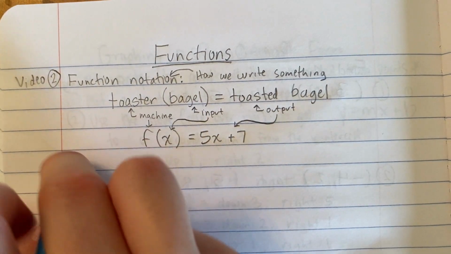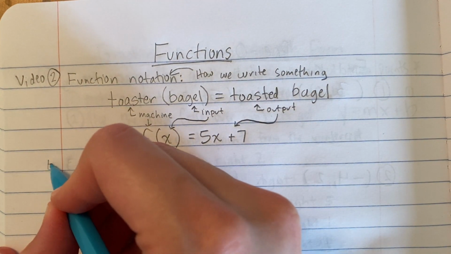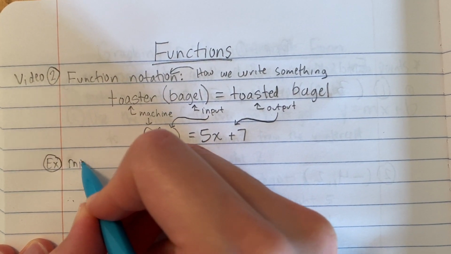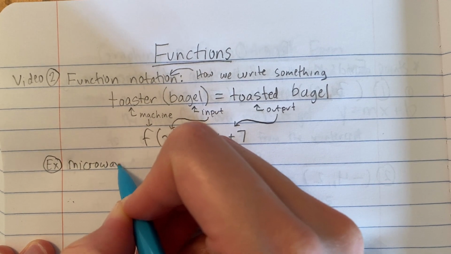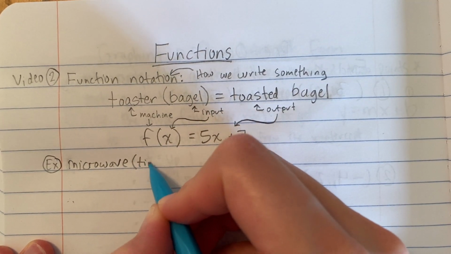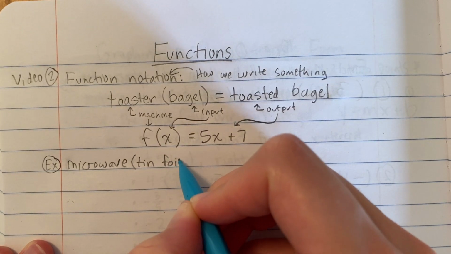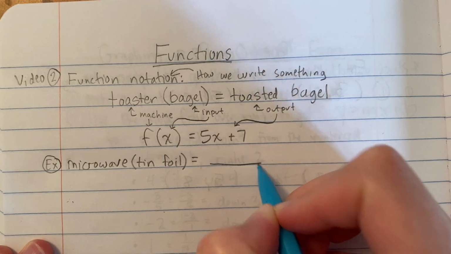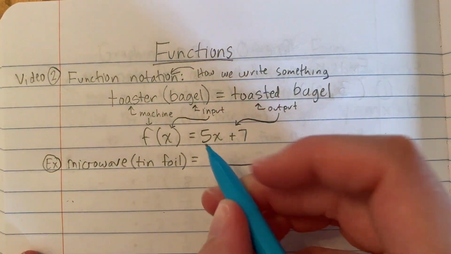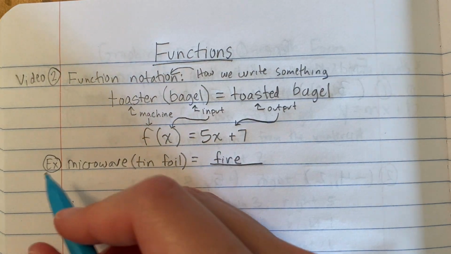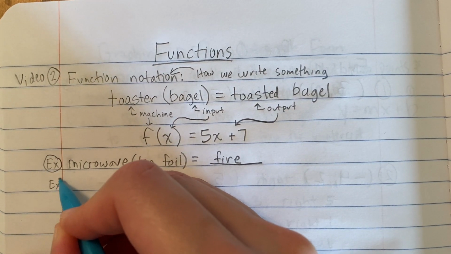So I'm just going to show you a couple examples, right? So let's say, for example, I say, okay, now my machine is a microwave. And what do I put in the microwave? I put in tin foil. Do you know what happens when you put tin foil in the microwave? Do you know what the output is? It's fire. You should never put metal in the microwave. Don't do it.